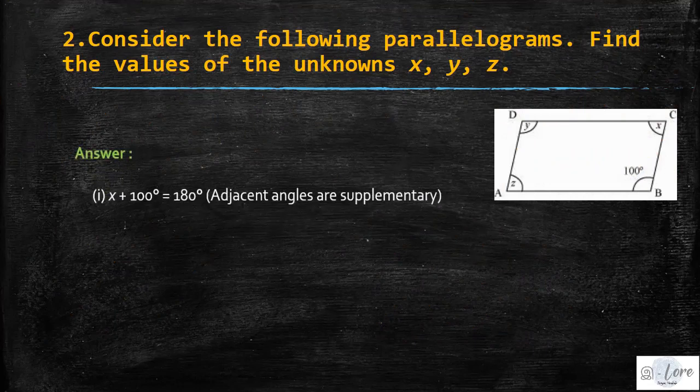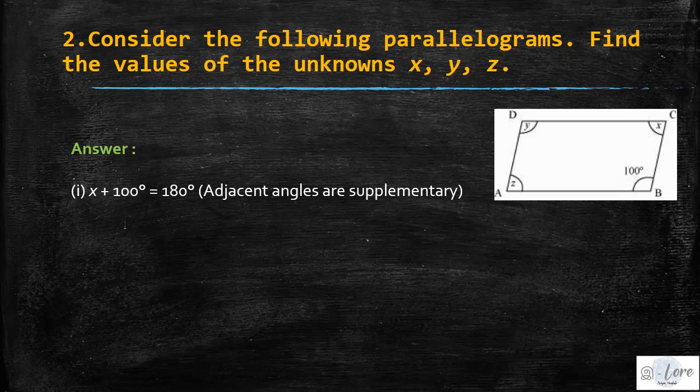The first figure. We know that x plus 100 is equal to 180 degrees because adjacent angles are supplementary when AD is parallel to DC. So x plus 100 is equal to 180 degrees. What is the value of x? Transpose 100 to the other side: 180 minus 100 is equal to 80. The value of x is equal to 80.